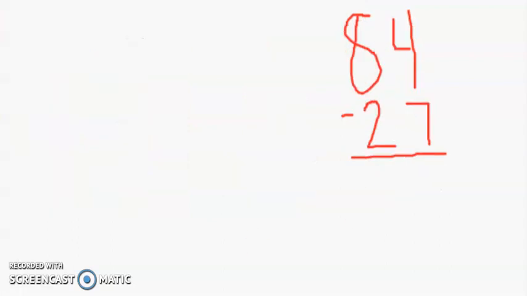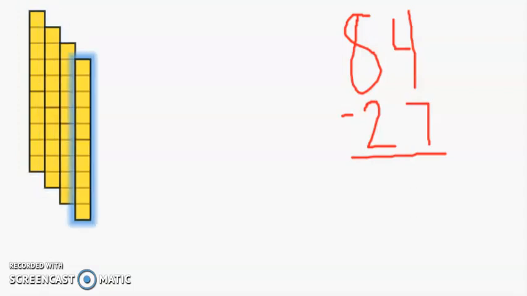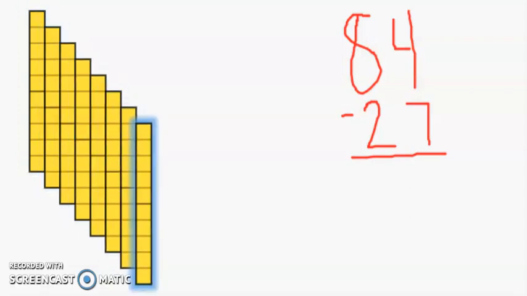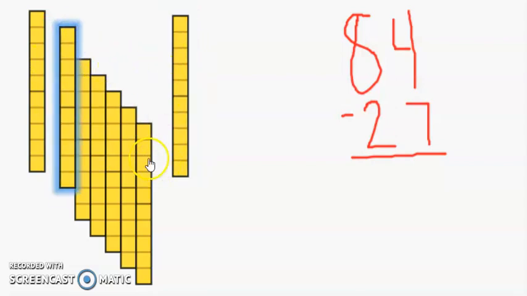Our next problem is 84. So go ahead and draw 84, and then we're going to take away 27 from it. Now I'm going to reorganize mine so that they're not all jammed together.